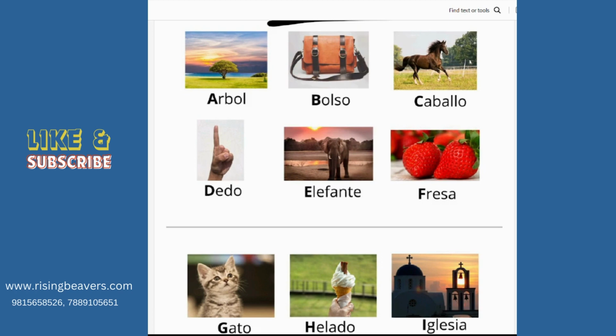Okay, we know the sounds of the alphabets. Now we'll try to pronounce the words according to the sounds of the alphabets. Clear? Okay, so first is A for árbol, right? Árbol is tree. Then B, bolso. Bolso is bag. It is shown in the picture.